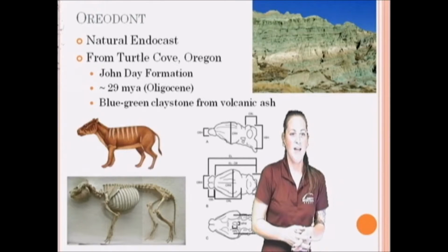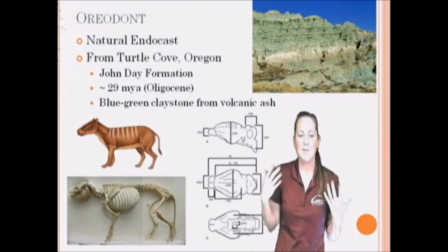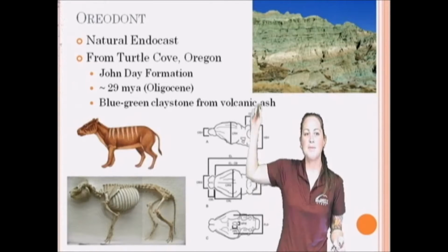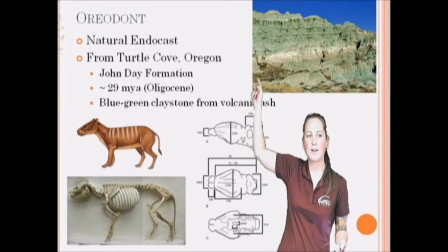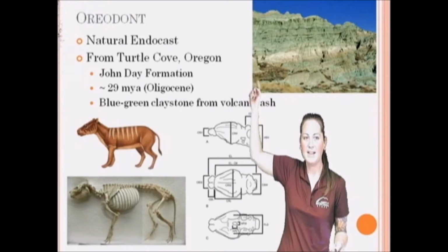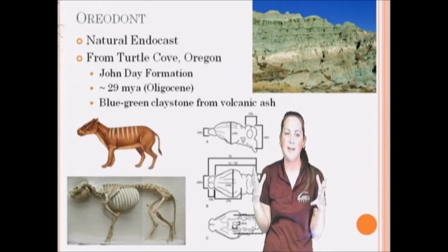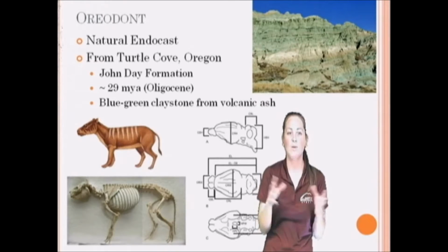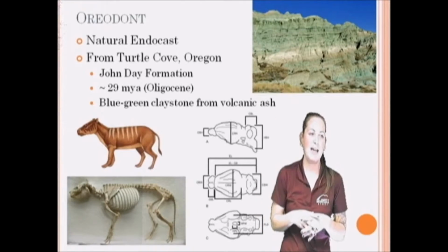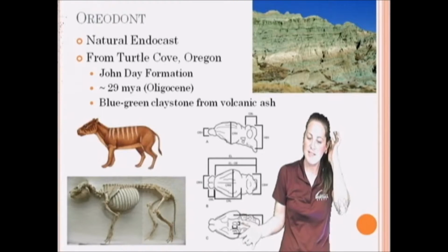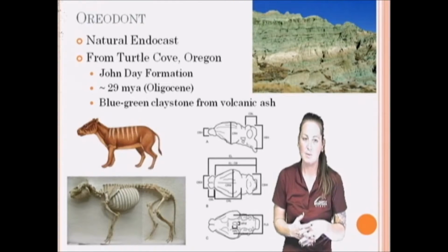There it goes. All right, so the sediment that was infilling this skull comes from this amazing locality in Oregon called Turtle Cove. And this is actually what it looks like. The rock out there is this brilliant bright green color. I think it's just glorious. It's so pretty. So these oreodonts were distantly related to camels, we think.